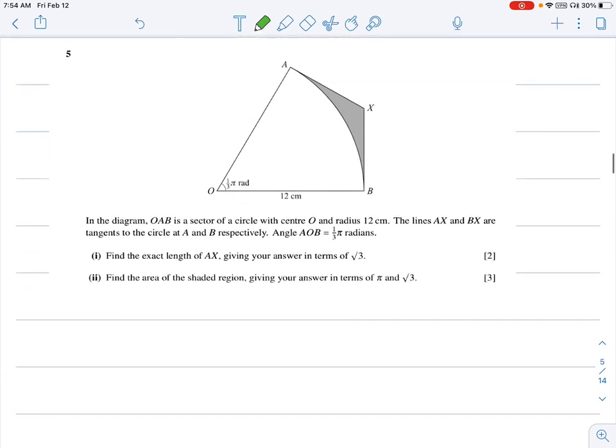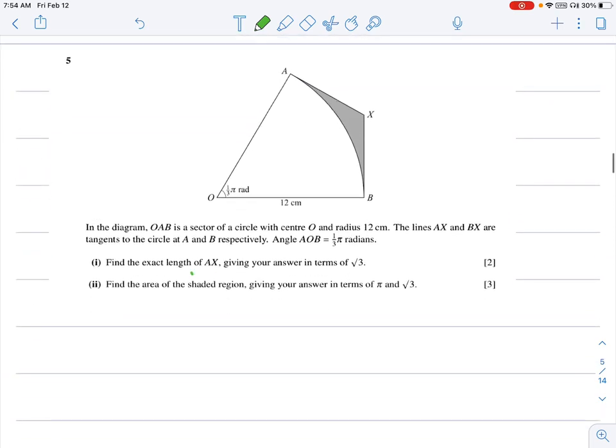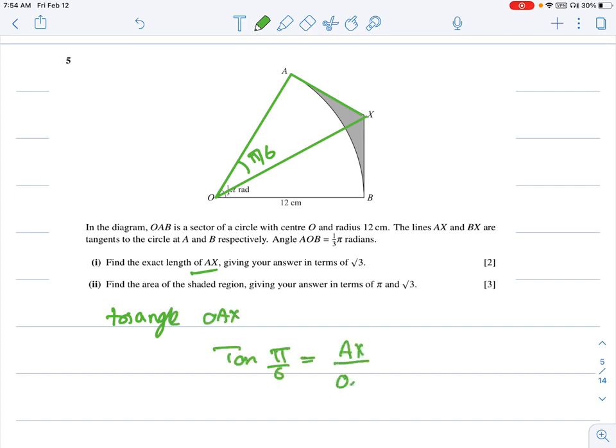Question number 5. Find the length of the AX. Where is AX? AX is over here. I have to find the length of AX. So how should I find the length of AX? For that, what am I going to do? I am joining OX. So this angle becomes pi by 6, half of pi by 3. So there is a right angle triangle, triangle OAX. Tan pi by 6 is equal to opposite side AX over adjacent side OA.